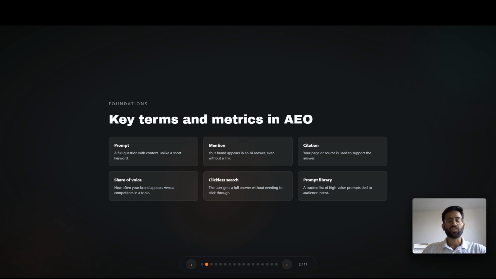Next one is share of voice. Share of voice is all about how often your brand or a product or a website shows up across a prompt set or a topic, not a particular prompt, but an entire topic, compared with the competitors. So it's similar to market share, but in the context of AI visibility.